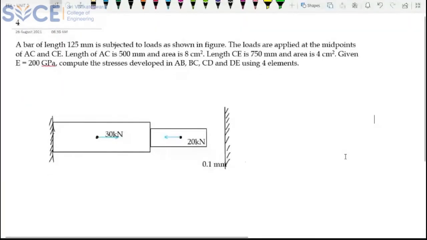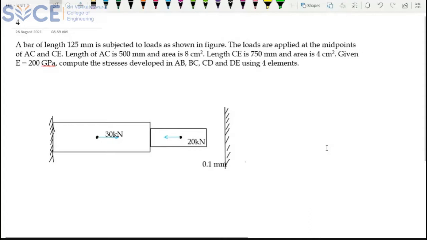Last class we discussed bar problems, and how to identify the deflection for a bar. There's another type of problem where the deflection is given, and based on that you have to identify the stress and other quantities. So we will try to solve this one.